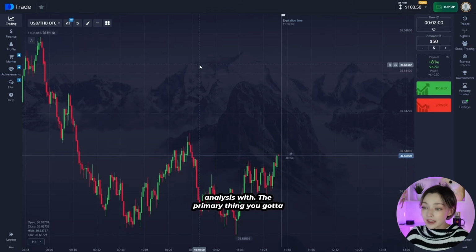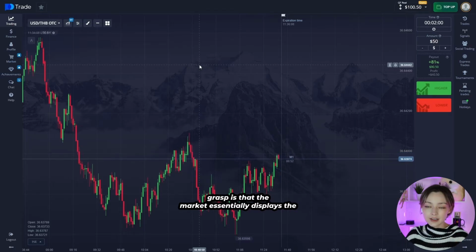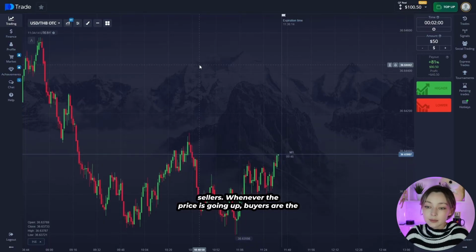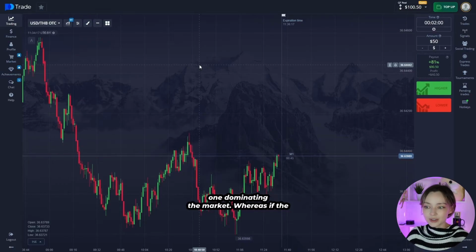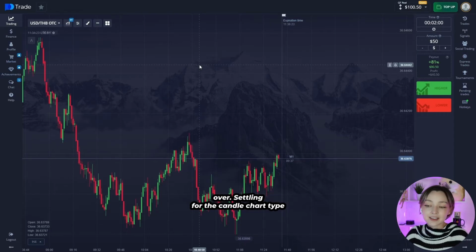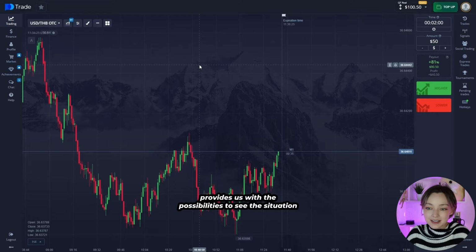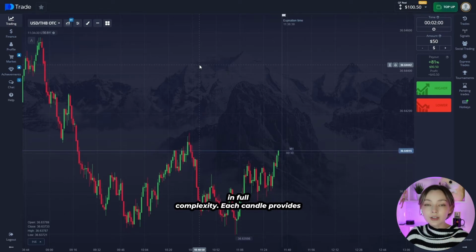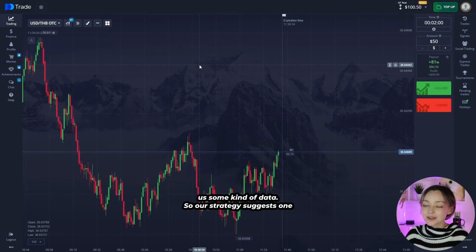The primary thing you have to grasp is that the market essentially displays the behavior of its participants, buyers and sellers. Whenever the price is going up, buyers are the ones dominating the market, whereas if the price is heading down, sellers are currently taking over. The candle chart type lets us see the situation in full complexity. Each candle provides us some kind of data. So our strategy suggests the implementation of one candle pattern.